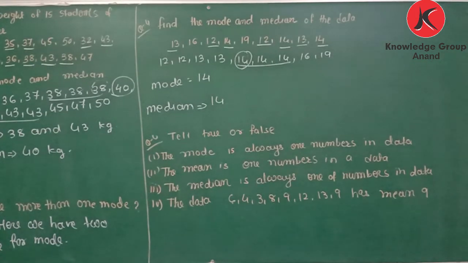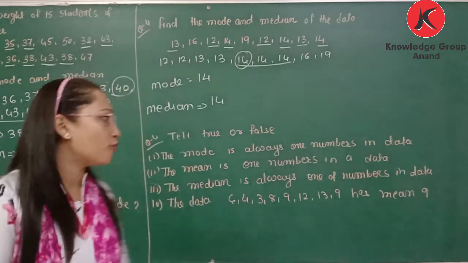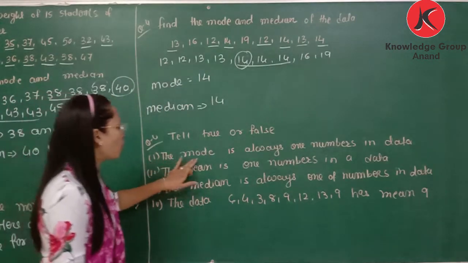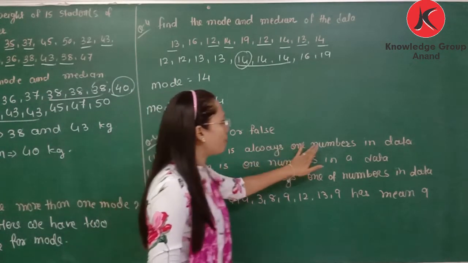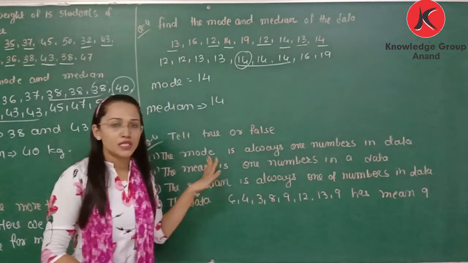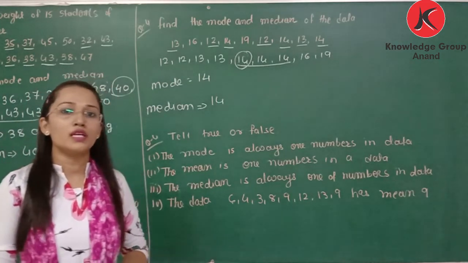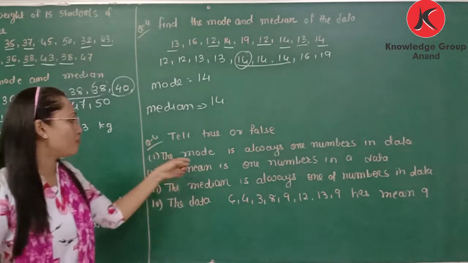Now question number 4. Tell whether the following statements are true or false. So here first, the mode is always one number in the data. Mode means what? Mode means maximum repeated value. So in the data, whatever number is maximum repeated, that will be our mode.